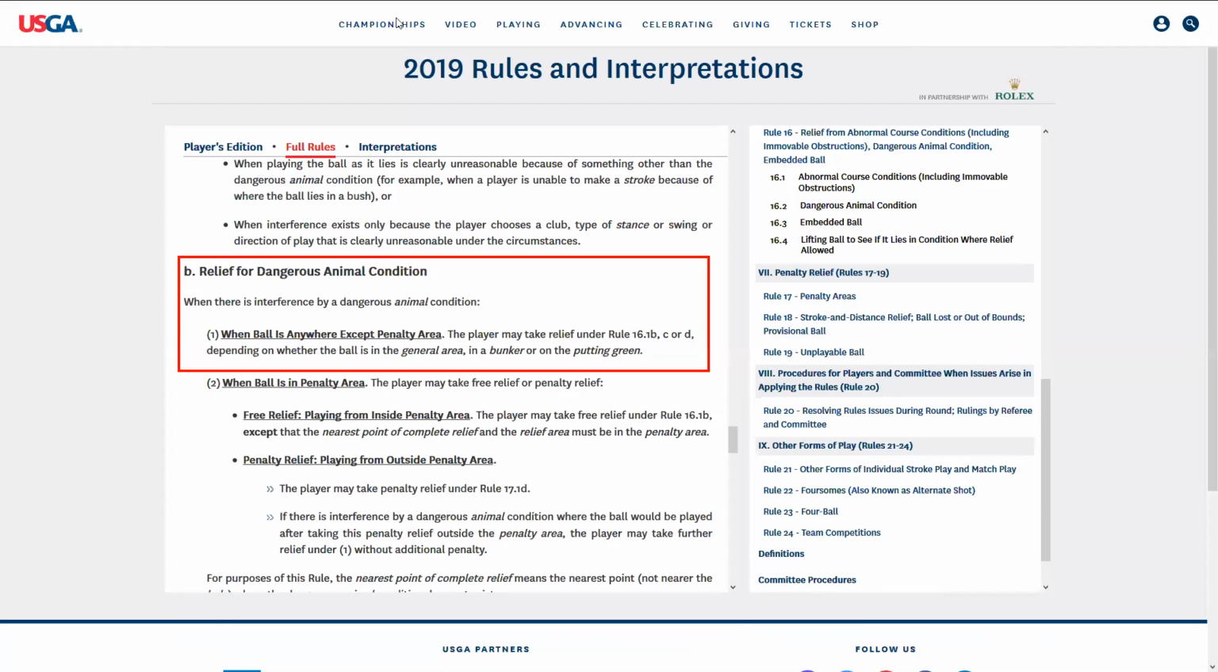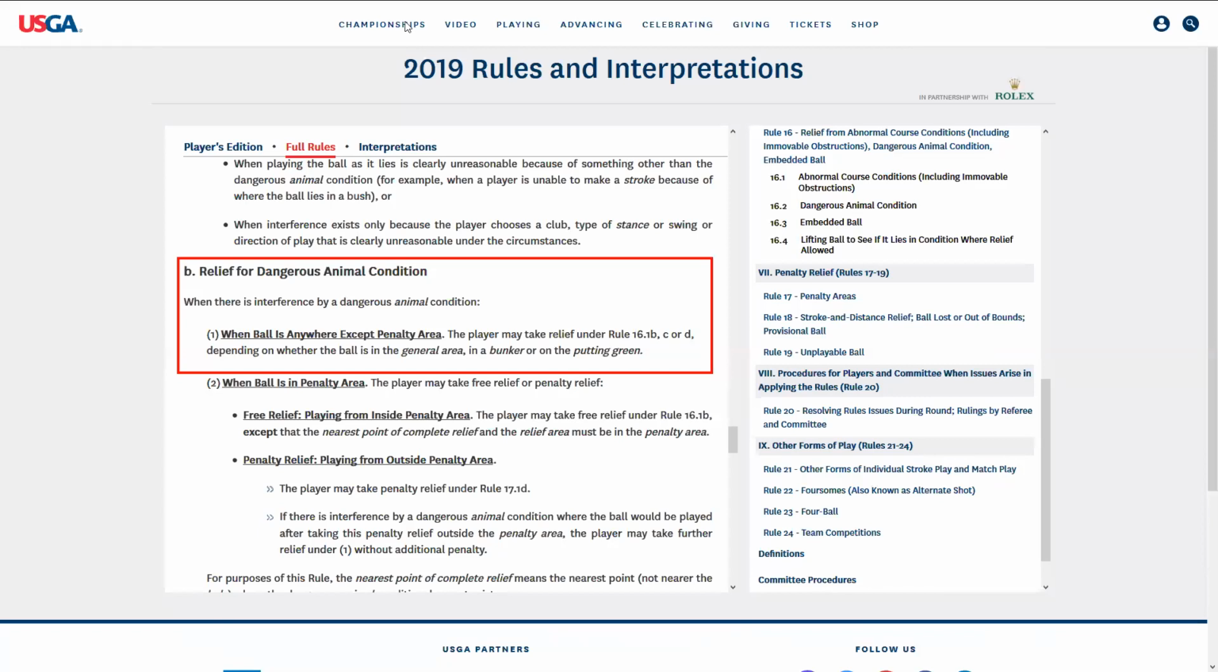16.2b, relief for dangerous animal condition. When there is interference by a dangerous animal condition, when the ball is anywhere except the penalty area, the player may take relief under 16.1, B, C, or D, depending on whether the ball is in the general area, the bunker, or the putting green. So that's anything other than a putting green.